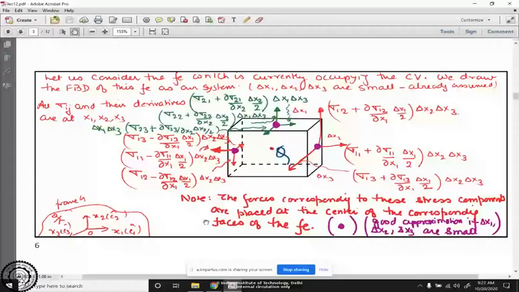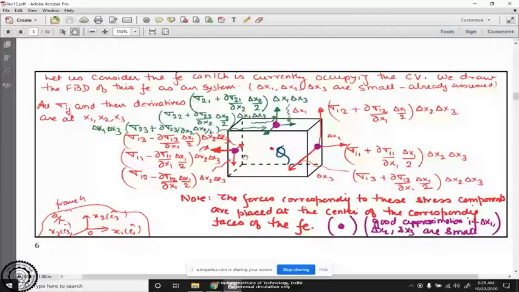Note that the forces corresponding to these stress components are placed at the center of the corresponding faces of the fluid element. So you see I have placed these forces, these arrows, at the center of these faces, and this is a good approximation if delta x1, delta x2, and delta x3 are small. Again, there is this idea of first order approximation. So all these three dots represent the centers of the respective faces, and that's where you place these forces.